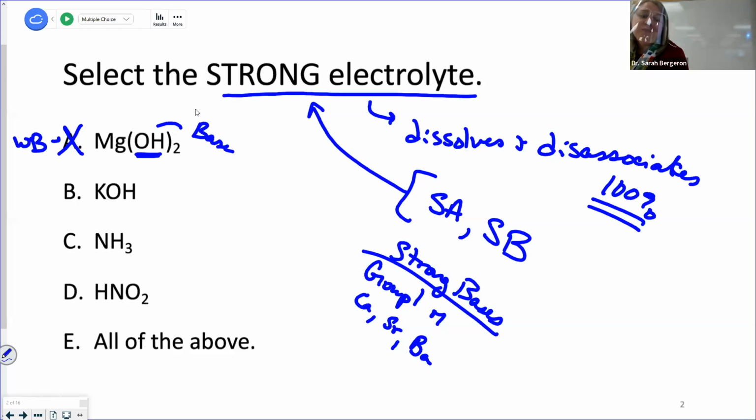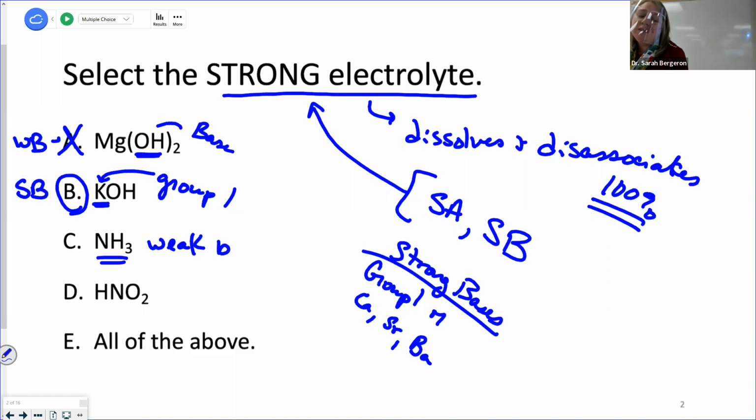KOH. What group is that in? K is in group 1. It's potassium hydroxide. That's a strong base. Ooh, very nice. NH3. What did I tell you about NH3? This was something you just had to know about NH3. It's a weak base. That was one I just said, put off to the side, and you need to know that one, right? Remember that?